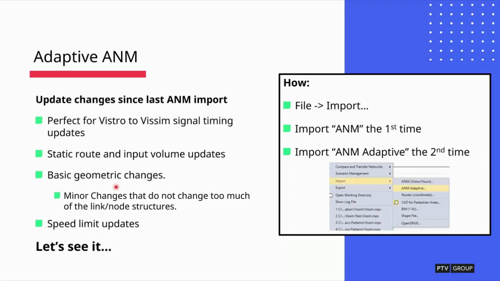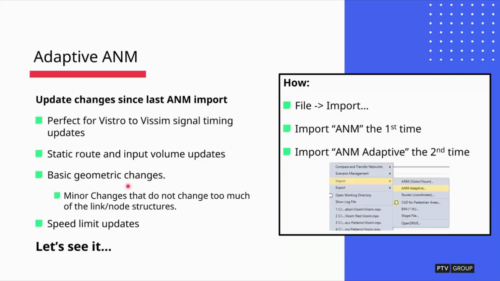One thing to note, adaptive A&M does do a pretty good job, but I would say you would be more successful with it if you are sticking to more minor changes that don't change a lot of the linked node structure. So if you're splitting legs in half in Vissim and in Vistro, you're adding a whole bunch of new intersections and stuff like this, then it starts to kind of fall apart a little bit. But if you're really sticking to the same basic linked node structure, I would say overall it does a really good job at piecing all of the elements together.